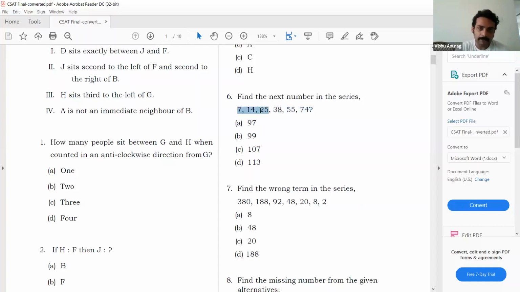Gap between 7 and 14 is 7. Gap between 14 and 25 is 11. Then 25 and 38 is 13. 38 and 55 is 17. 55 and 74 is 19. So you see that the gaps are successive prime numbers. So after 19, the next prime number is 23. So 74 plus 23 is 97. Answer is A, 97 for question number 6.